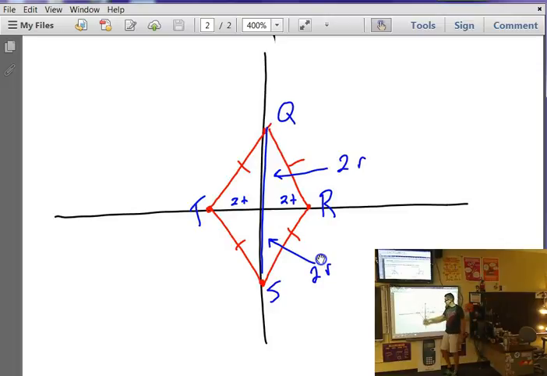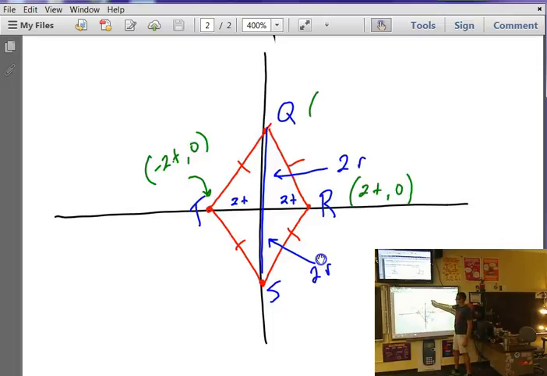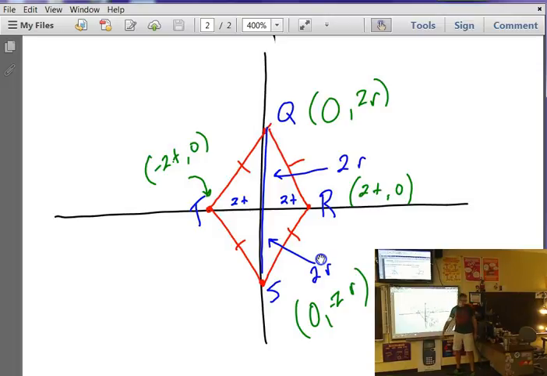So my coordinates just become negative 2t, 0, positive 2r, 0, and 0, 2r, and 0, negative 2r. Thank you for reminding me of how to make that much easier. If you are able to put all coordinates on the axes, that is the best option.